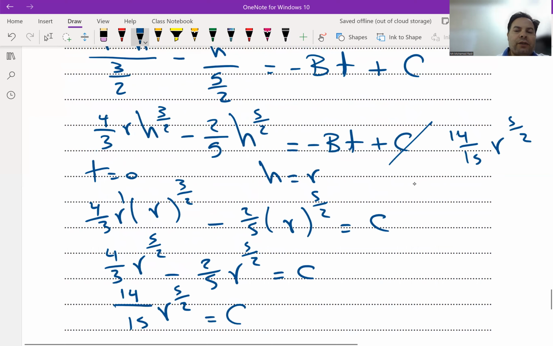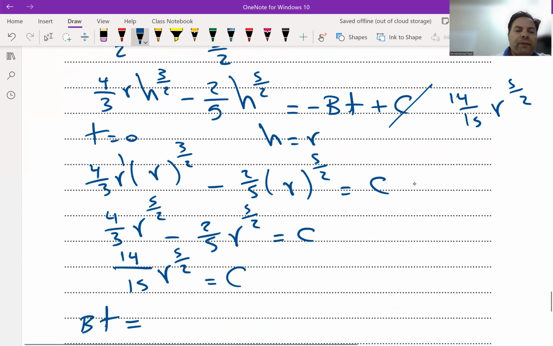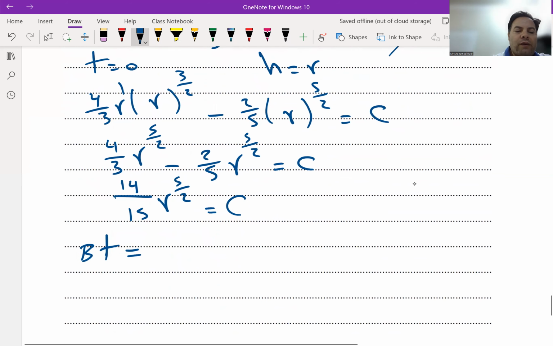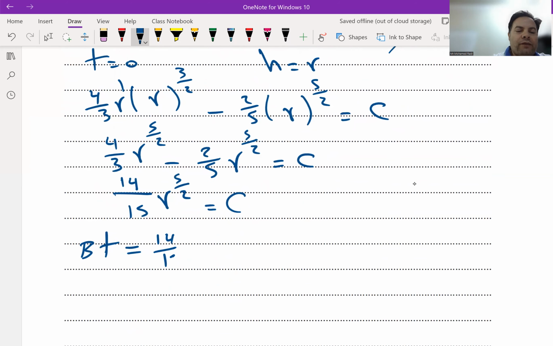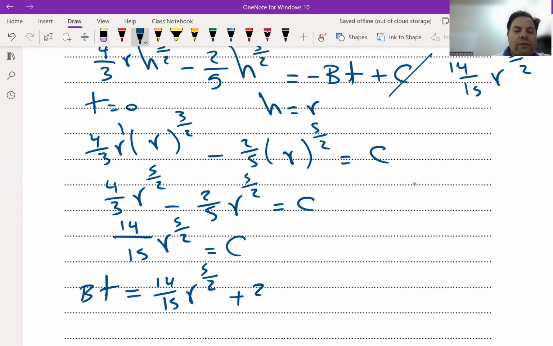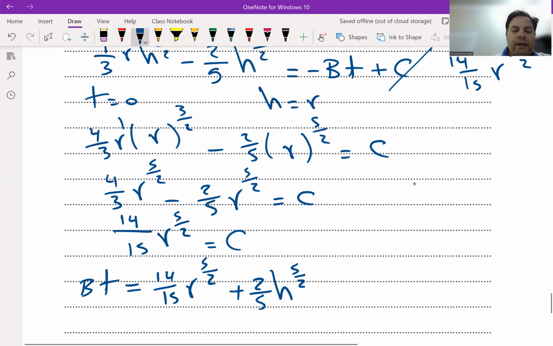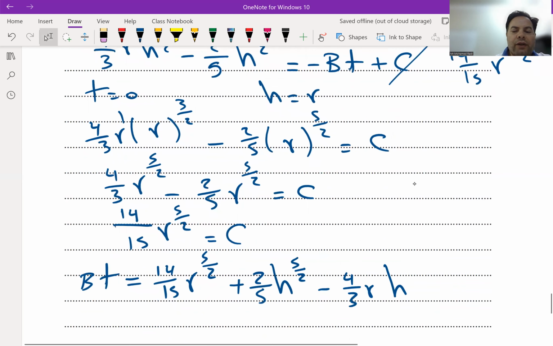Second information: if you move -bt to the other side to be positive, now bt is equal to 14/15 r^(5/2), minus will be plus 2/5 h^(5/2) after moving from left to right, then minus 4/3 r h^(3/2).